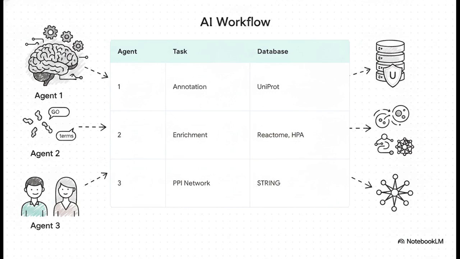What's really efficient here is that by integrating existing database skills within the anti-gravity ecosystem, the system avoids the need for custom database clients. In this structure, Agent 1 annotates metadata, like GEO terms, using UniProt. Agent 2 follows up by pulling pathways from Reactome and spatial localization data from the Human Protein Atlas. Finally, Agent 3 constructs those high-confidence protein-protein interaction networks using the String database.